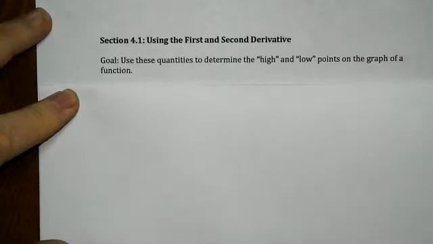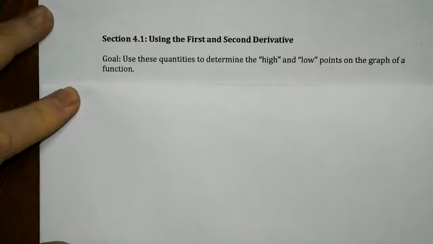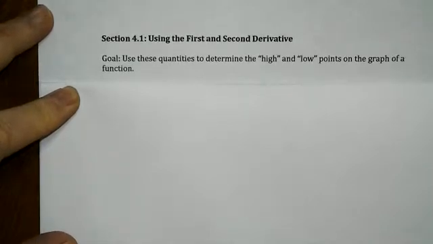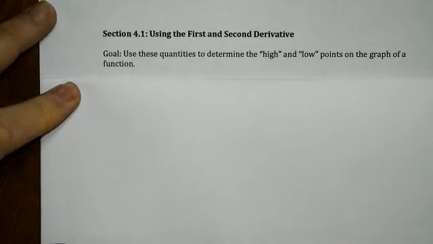During the last few weeks, we've spent a lot of time learning how to apply various derivative shortcut techniques. We know how to compute derivatives of many types of functions, but the focus of Chapter 4 is really on how we use the derivative. So Section 4.1 is entitled Using the First and the Second Derivative, and the goal of the section is to be able to use these quantities to determine the high and low points on the graph of a function.